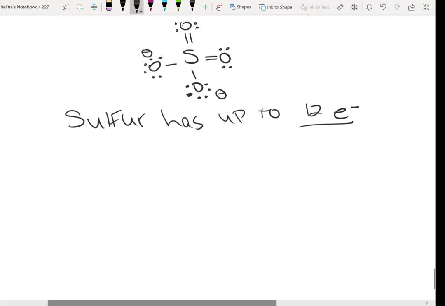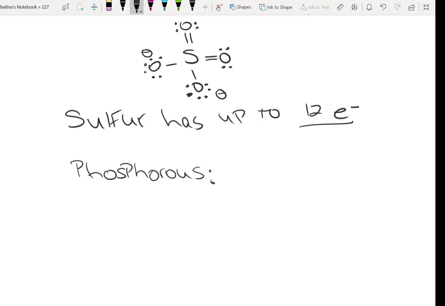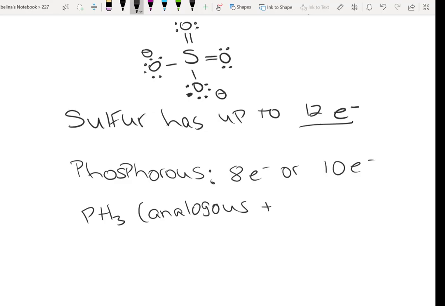So then lastly, let's look at phosphorus. Phosphorus can have 8 electrons or 10 electrons. So if you look at first PH3, right, that's analogous to NH3, right? Phosphorus is right below nitrogen in the periodic table. So 3 bonds and a lone pair will give you 0 formal charge.